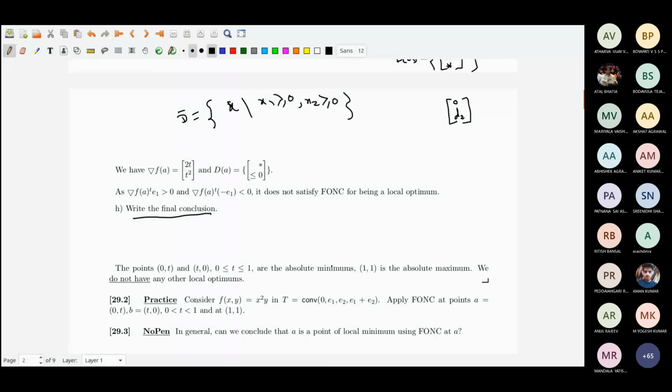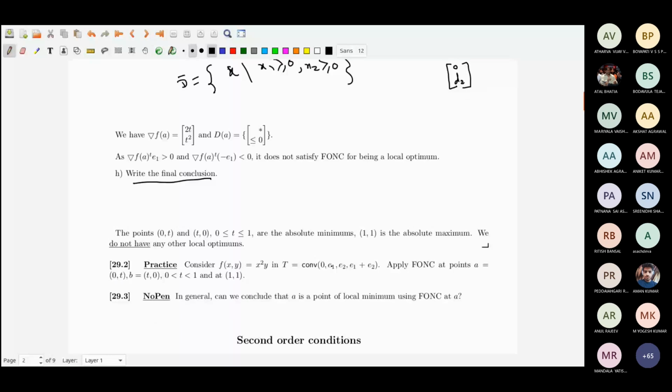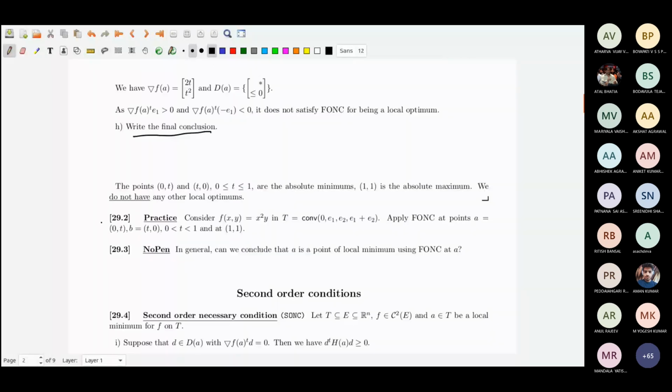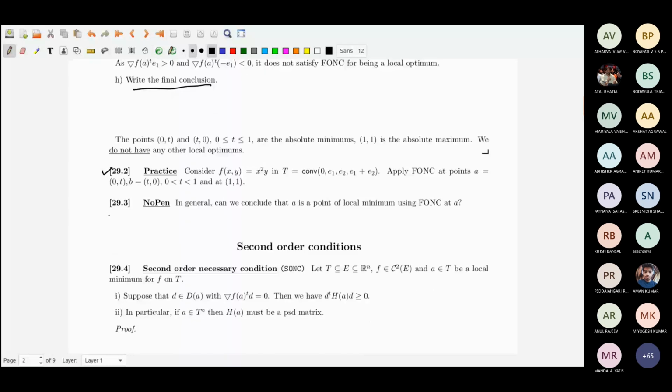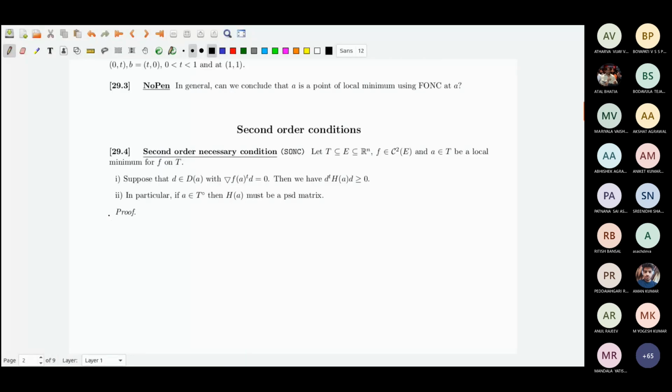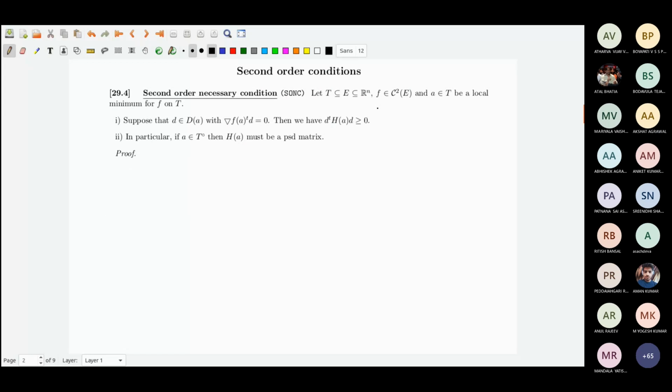Here, this is a practice problem. You find some other directions and try to use FONC over here. Now, there are some second order necessary conditions, and that is more important. What is that? Here you assume f to be twice continuously differentiable. What is twice continuously differentiable? The second order derivatives are continuous in a neighborhood of A. Twice continuously differentiable at a point A means that, and on an open set means in that open set, because the set is open anyway.